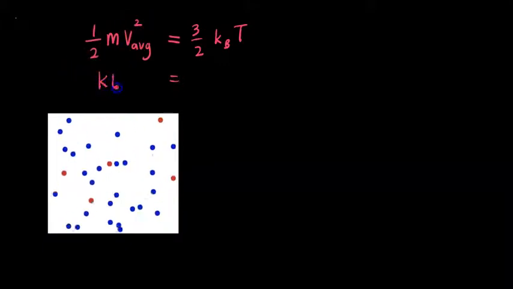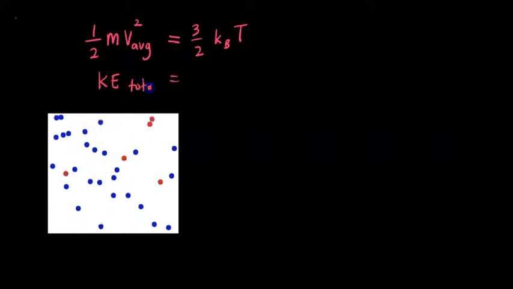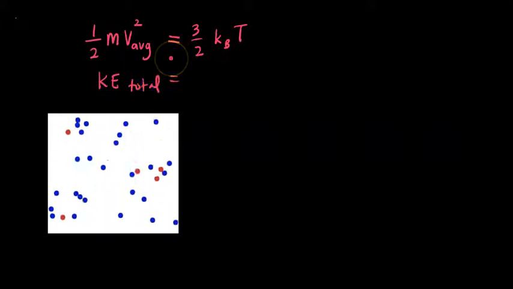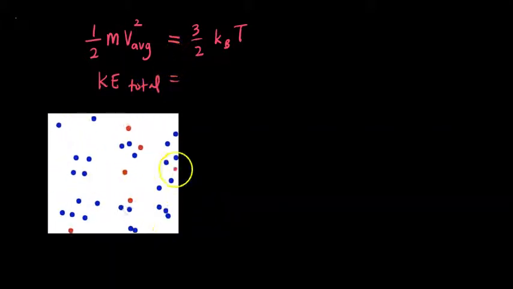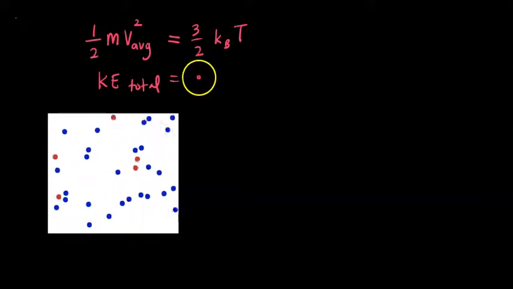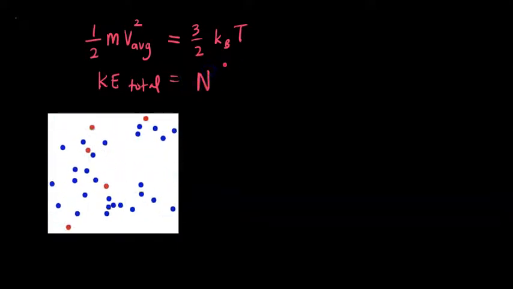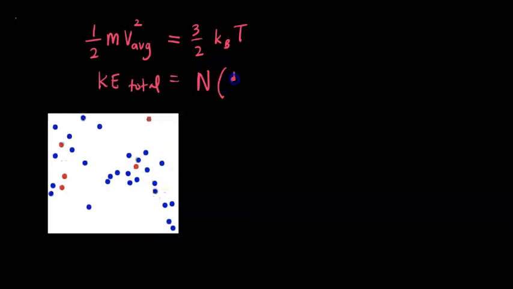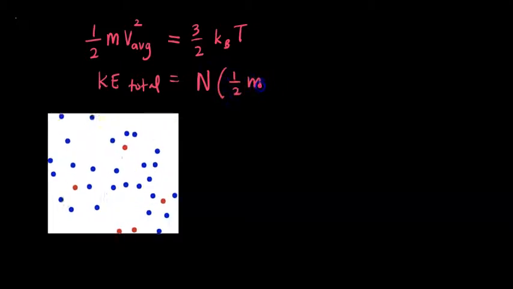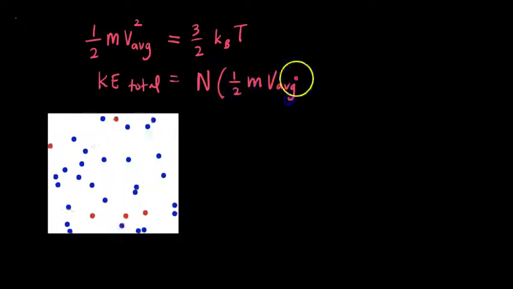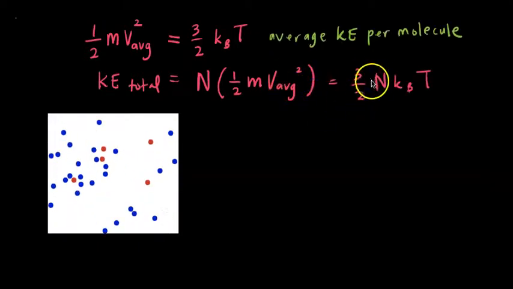total kinetic energy? I can say that the total kinetic energy for a gas system is the number of molecules times 1/2 m v average squared, which means that I can also say that this equation is equal to 3/2 N kT, right? Okay, what next?